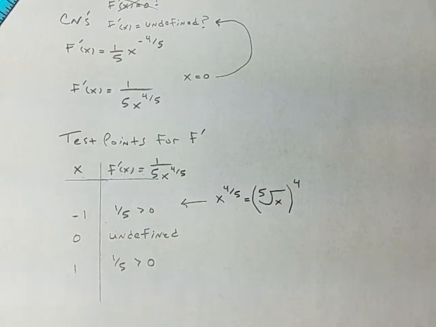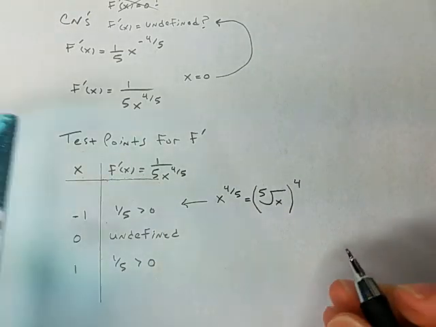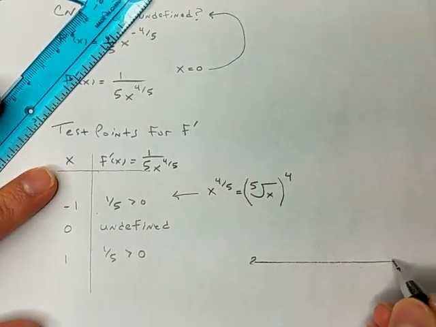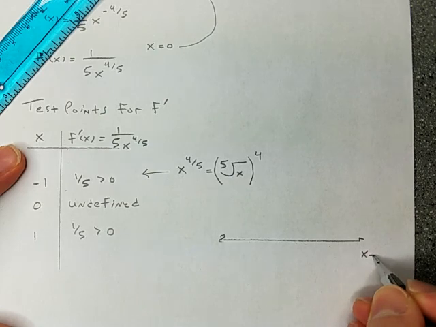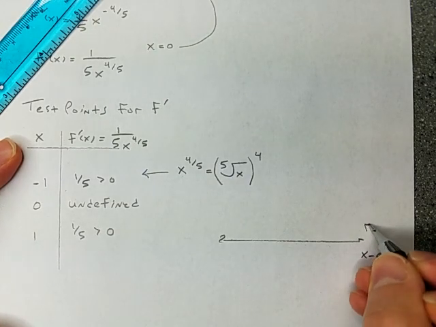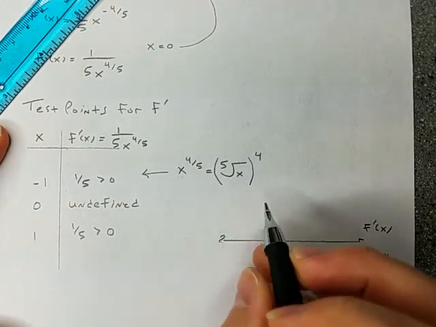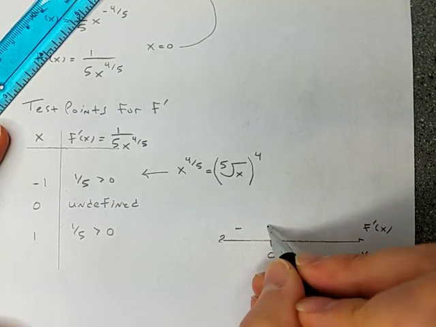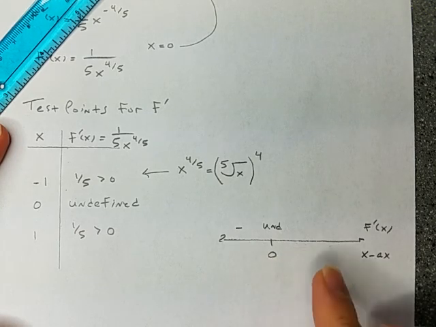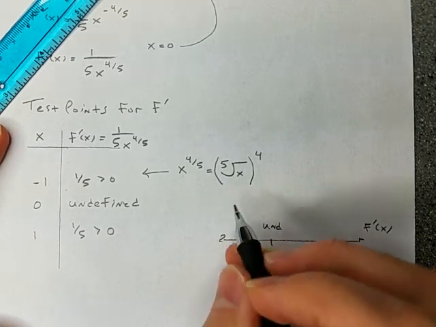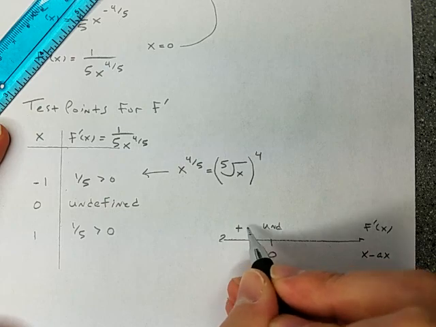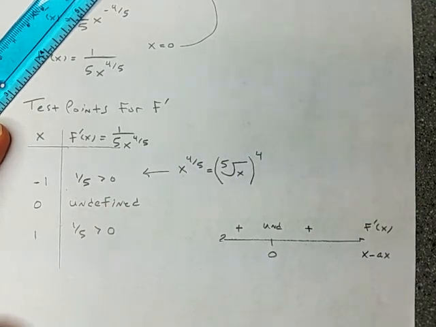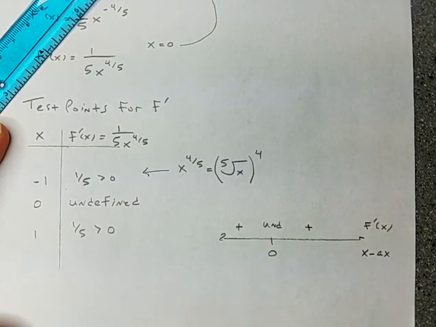All right, so here's what my curve looks like. I'm going to summarize my information on the chart. Here's the x-axis. Here is the derivative. It is negative. At 0, it's undefined. And to the right of 0 is positive. The curve's rising everywhere. What happens here?